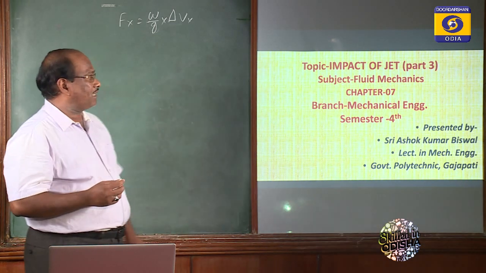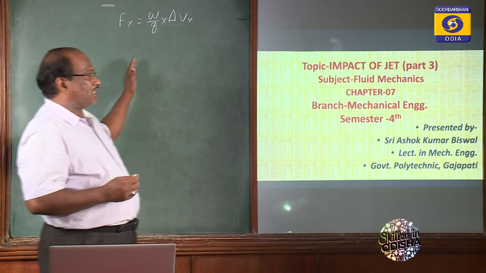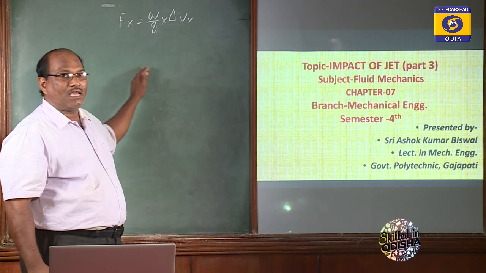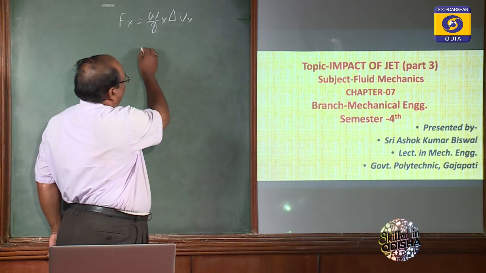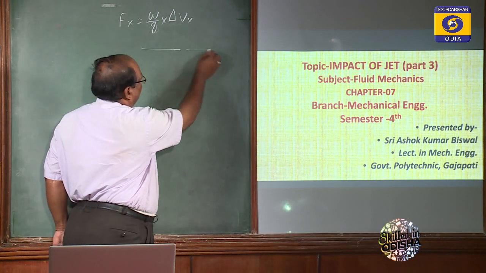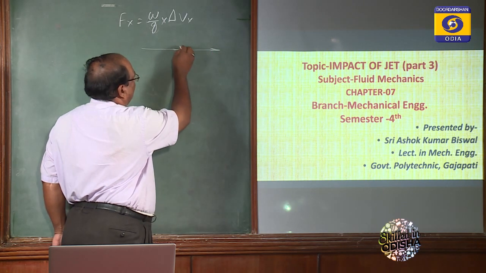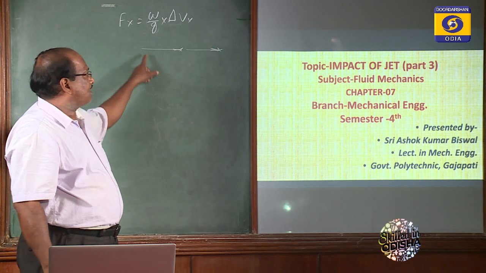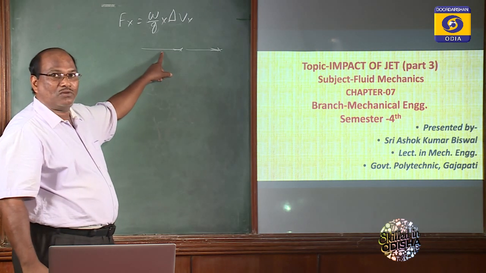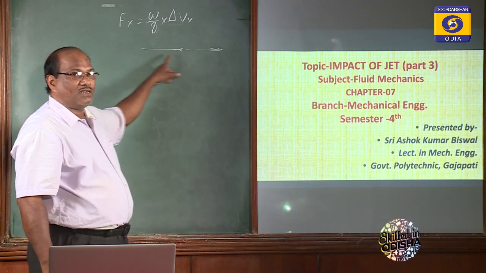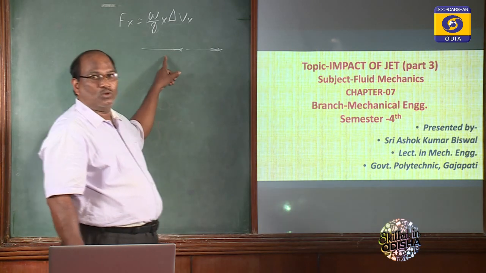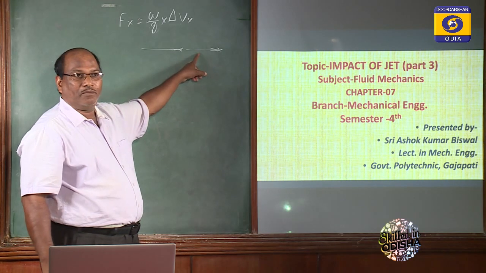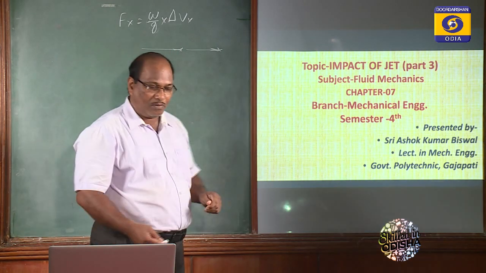This is a specific case. In the previous cases the jet and the plate are moving in the same direction. Suppose the jet is moving in the x direction, the plate is also moving in the x direction. In the case of moving plates, the relative velocity we calculate is V minus u, where V is the velocity of the jet and u is the velocity of the plate.